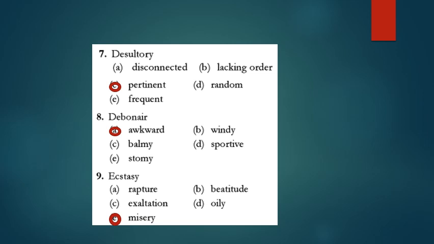What does balmy mean? Balmy means pleasant weather, pleasant conditions, and windy, sporty. Okay, let's go to the next word, ecstasy. Great happiness, ecstasy. Rapture also means joy. So the remaining words are all positive, and only the word misery is negative. What does oily mean? Oily means very smooth, clean. And exaltation, again, great happiness, extreme happiness. So the opposite word of ecstasy will be misery. Desultory, pertinent. Debonair, awkward. Ecstasy, misery.